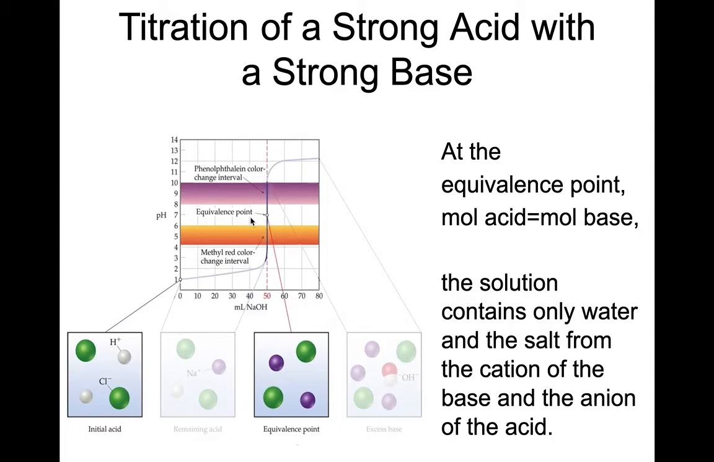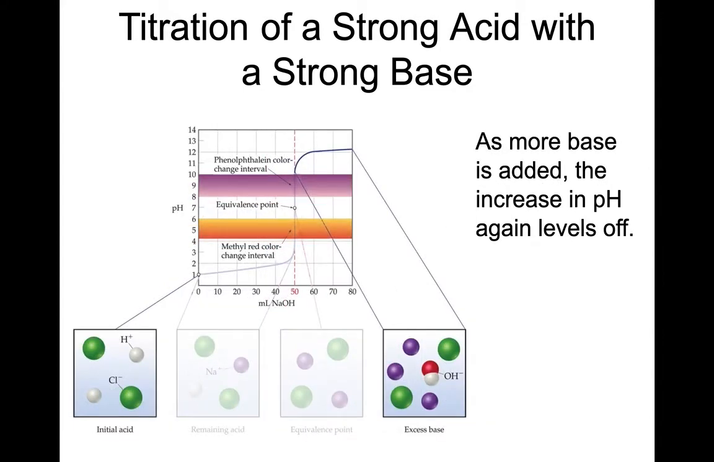Now at this equivalence point, remember, the whole idea is that the moles of acid are equal to the moles of base. So the solution at this point is only water and the resulting salt from the cation of the base and the anion of the acid. We have no excess hydrogen ions or hydroxide ions floating around. If we go past the equivalence point and add more base, we will again continue increasing pH until we hit a fairly steady value, and it goes back to increasing slowly.